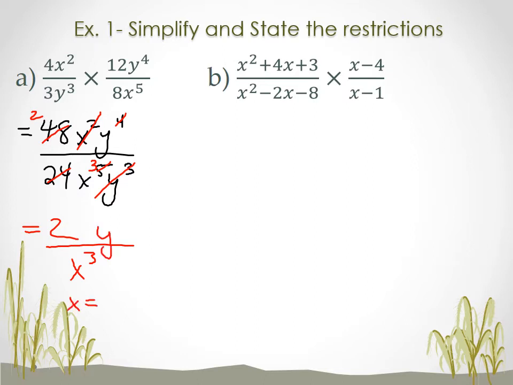Then state restrictions. Go up to the step where you canceled. As a general rule of thumb, x cannot be 0 and y cannot be 0.